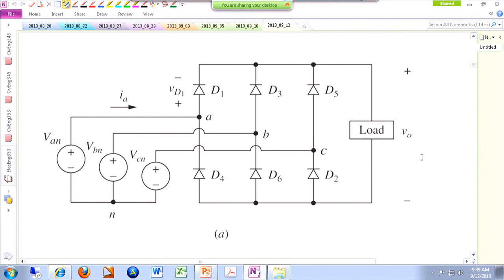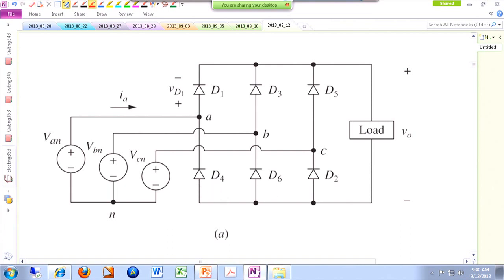Then we have D1 and D4 covering phase A, D3 and D6 covering phase B, and D5 and D2 covering phase C, the third phase. Please note that the order in which these diodes are numbered is important. If you just number them 1, 2, 3, and then 4, 5, 6, nothing is wrong with that, but it's hard to imagine which diode is going to conduct after the other one. So please pay attention that the order in which these diodes have been numbered turns out to be important later.